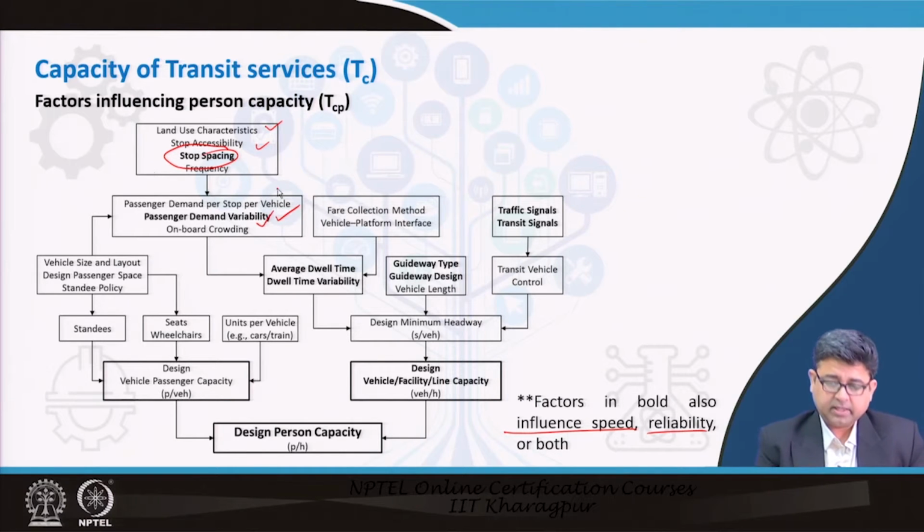Passenger demand variability: do all types of passengers want to use it, or is it just the office-going public, or is it just the captive passengers who want to use it?